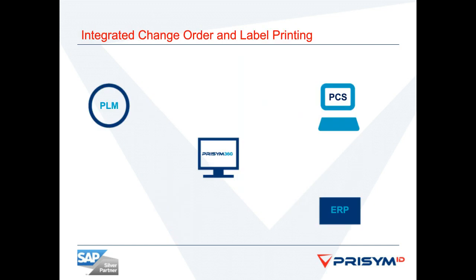Looking at this screen, this is, as we talked about, the different systems playing a part in this. We are looking at a PLM system, a Prism 360 system, a PCS, and an SAP system. When I say PCS, it's a homegrown system used on the shop floor to print labels as well as for all the other manufacturing processes. So printing was just one aspect of it.